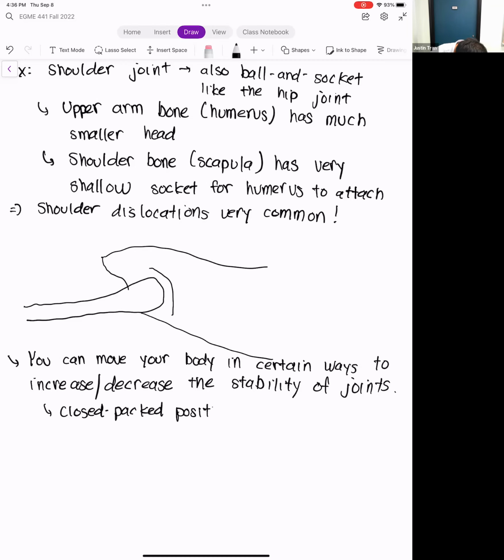And the opposite of a closed pack position is a loose pack position, which is one where the contact area is minimized, which lowers stability.